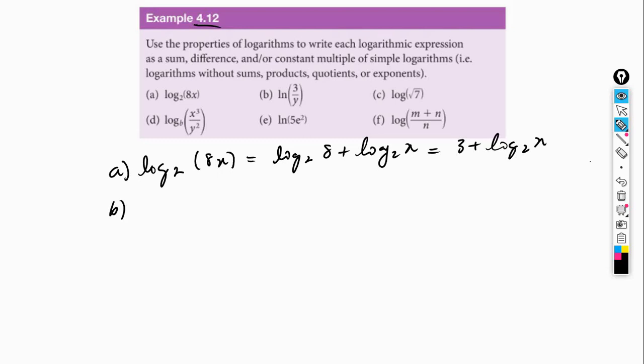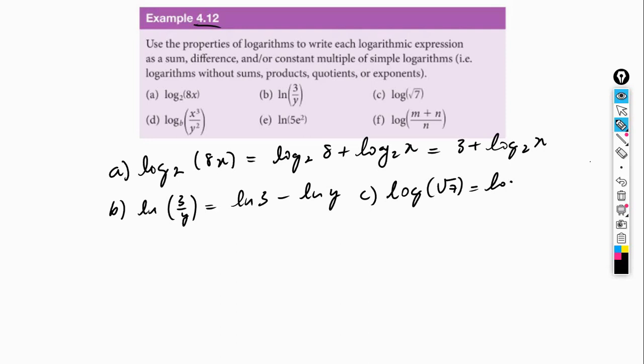For B, we have natural logarithm of 3 over y. From the second property, we know that this is natural logarithm of 3 minus natural logarithm of y. For C, we have log of the square root of 7. This is the same as log of 7 to the power of 1/2, which we can write as 1/2 log 7.